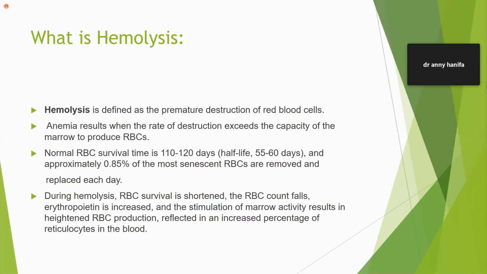So the normal RBC survival time is 110 to 120 days. That is, half-life is 55 to 60 days, and approximately 0.85% of the most senescent RBCs are removed and replaced each day. So during hemolysis, RBC survival is shortened and the RBC count falls, erythropoietin is increased, and the stimulation of the marrow activity results in heightened RBC production reflected in an increased percentage of reticulocytes in the blood.